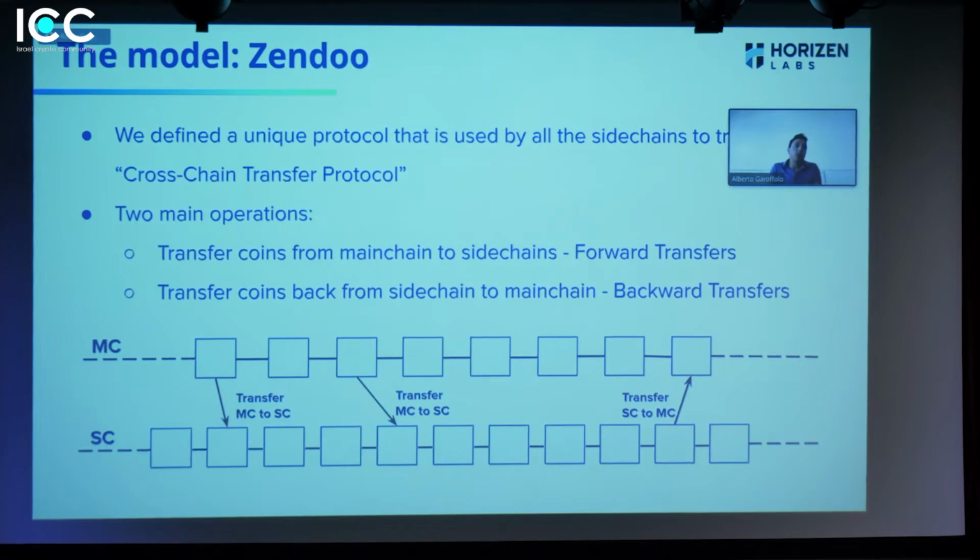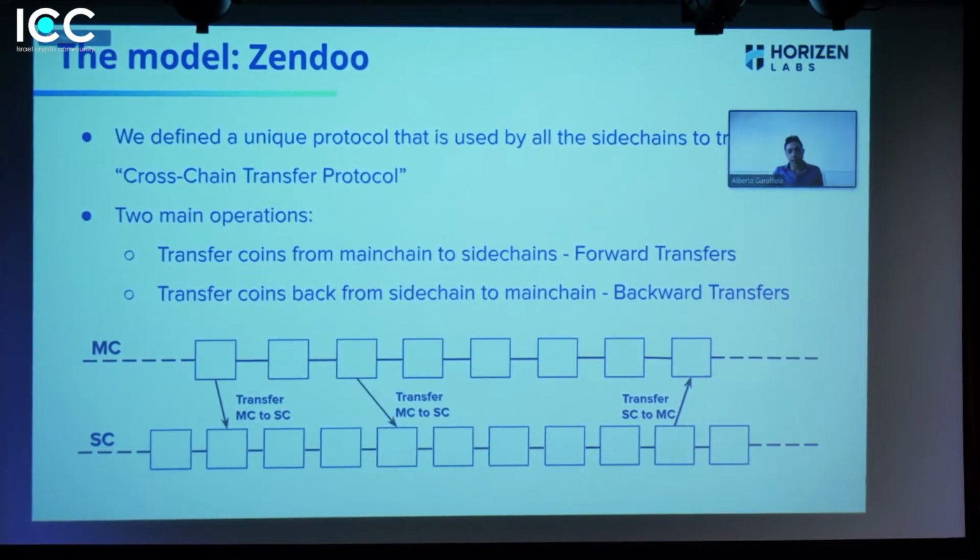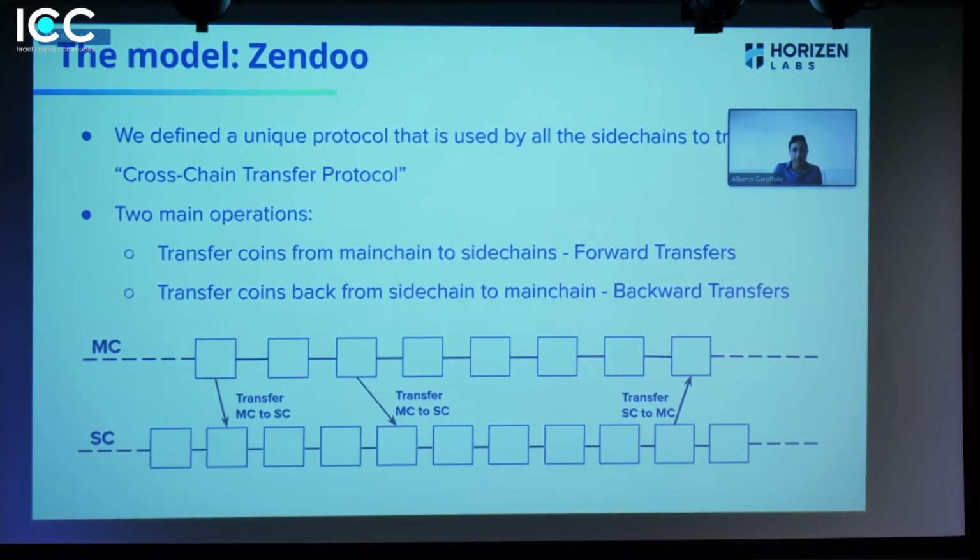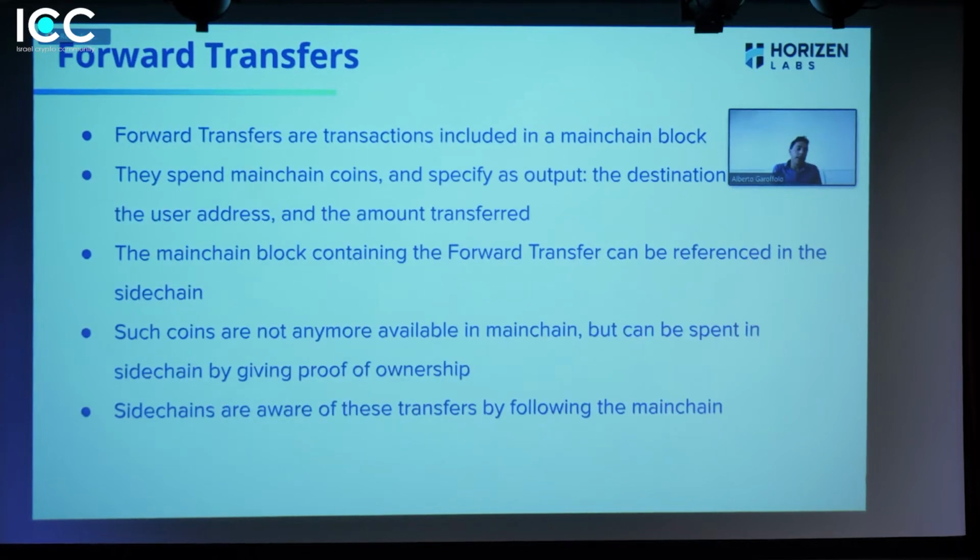And as we were saying, the two main operations that this protocol defines are transferring coins from the main chain to sidechains, which we call forward transfers, and transferring coins from the sidechain to the main chain, which are called backward transfers. As you can see in the schema below, you have main chain blocks above, sidechain blocks below, and transfers happening from the main chain to sidechains, and then transfers happening from sidechain to main chain.